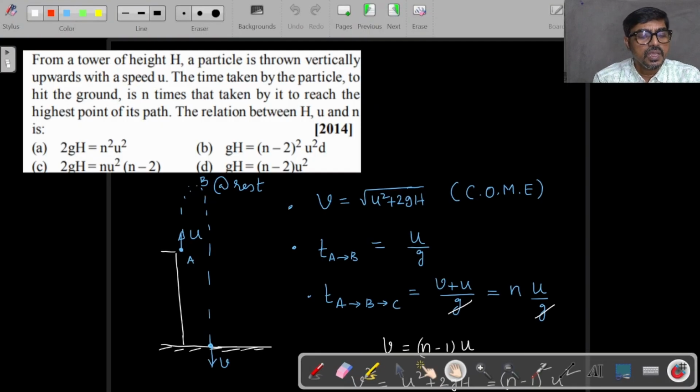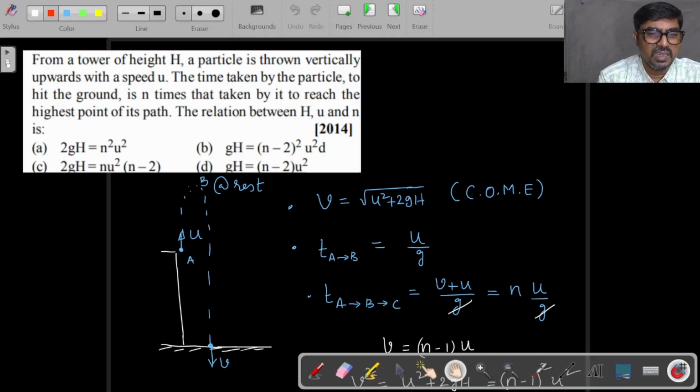Next, from the tower of a height h, a particle is thrown vertically upwards with a speed u. Time taken by the particle to hit the ground is n times that taken by it to reach the highest point of its path. The relation between h, u and n is, okay, so we are projecting it from here, it goes up and then it falls back onto the ground. Let us say u is the initial velocity and they had given it, and v is the final velocity with which it is going to hit the ground there.